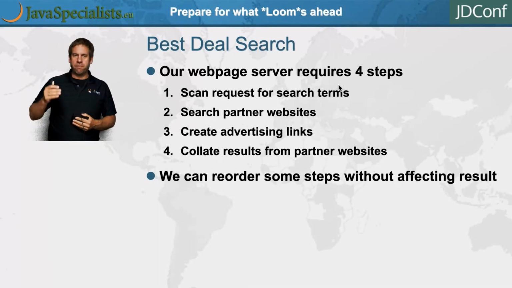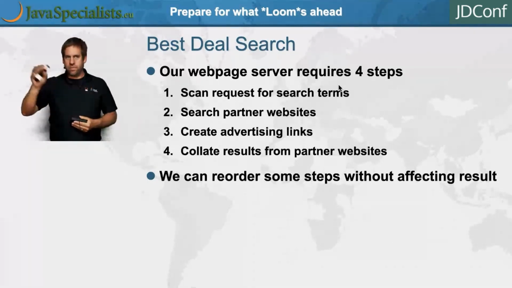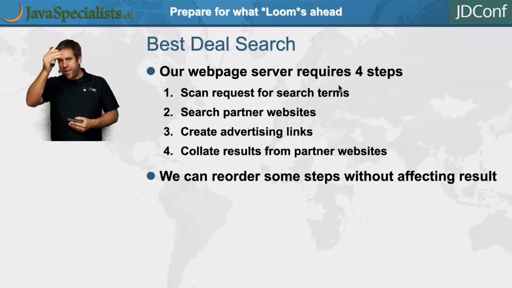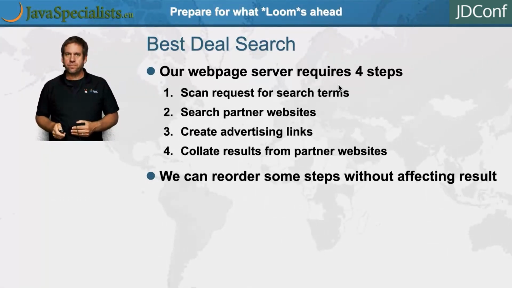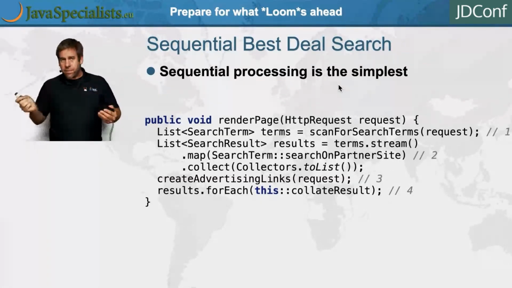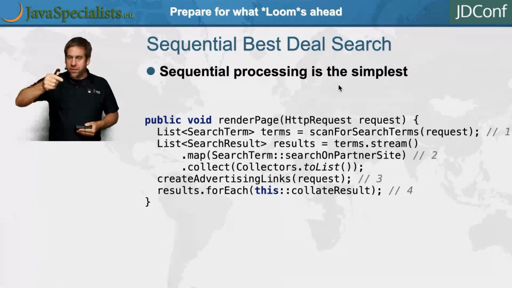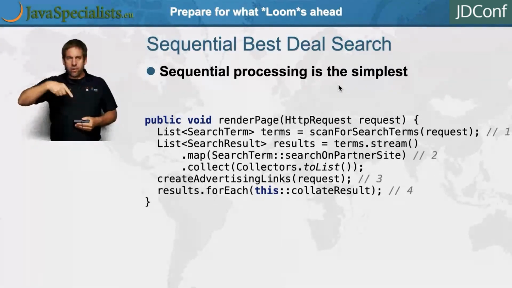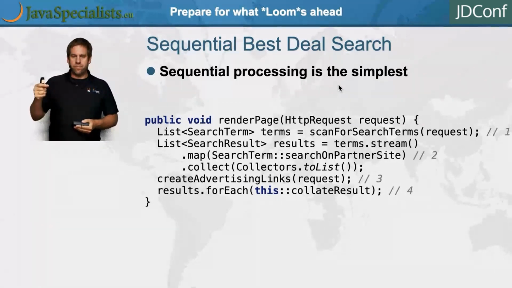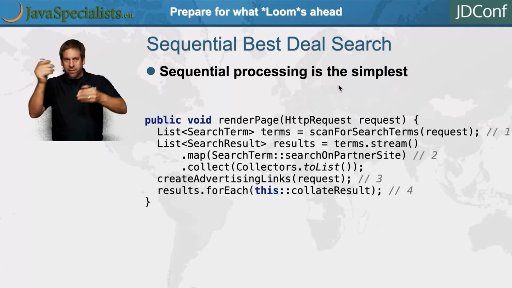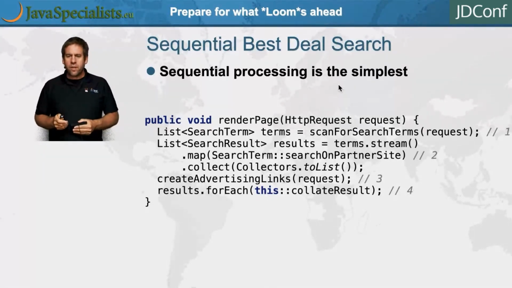Now we can reorder some of these steps a bit. For example, we can create advertising links first and then do the partners after that. But in the end, we need to have the final answer. And the simplest is to do it sequentially. So a request comes in, and we go through it step by step. We start the search. We go through all the partner sites one by one, do the request, search them, and then we do the advertising links. And then lastly, we collate the results, build this website, and present it.